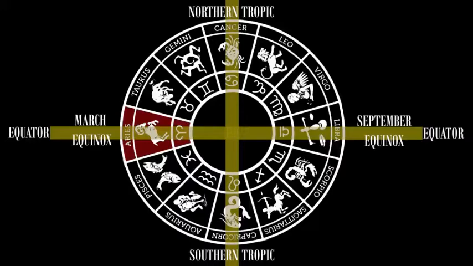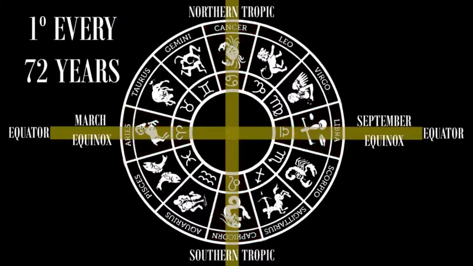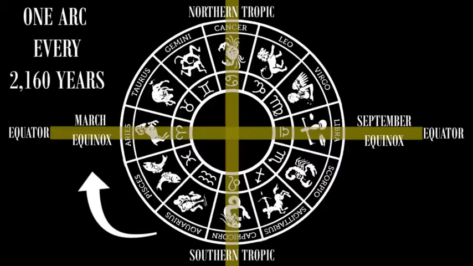For instance, if the sun is in the constellation of Aries during the March equinox, then we have the Tropic of Cancer and Capricorn. We also see that the sun will be in the constellation of Libra during the September equinox. Now the stars above us are revolving anti-clockwise from their usual fixed positions at 1 degree every 72 years, and a whole zodiac arc every 2,160 years.